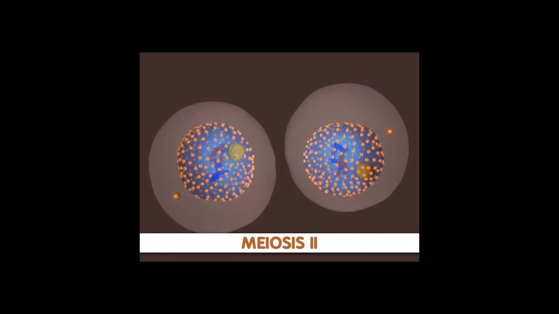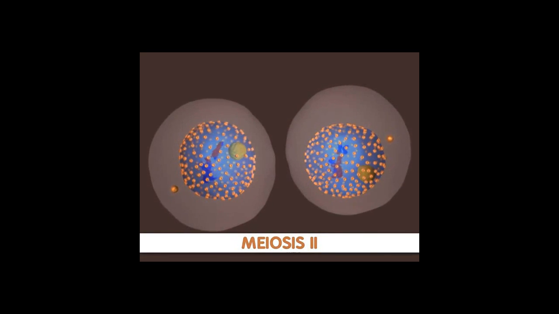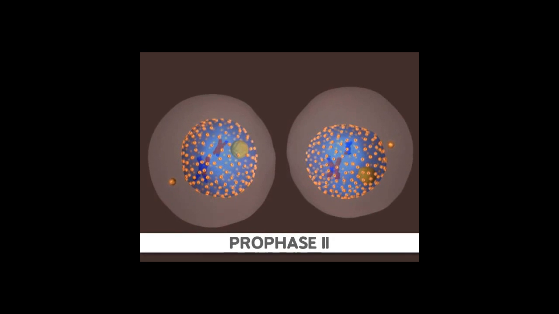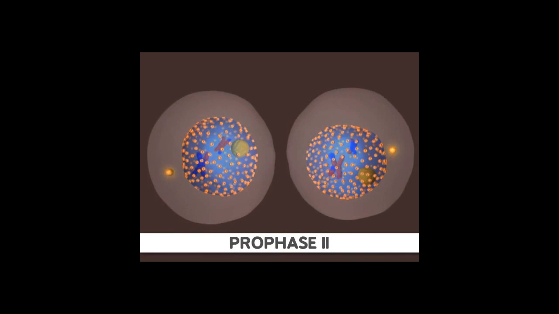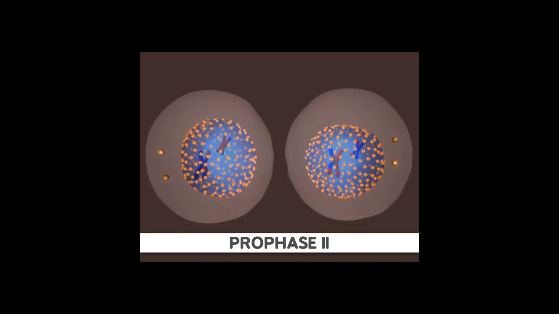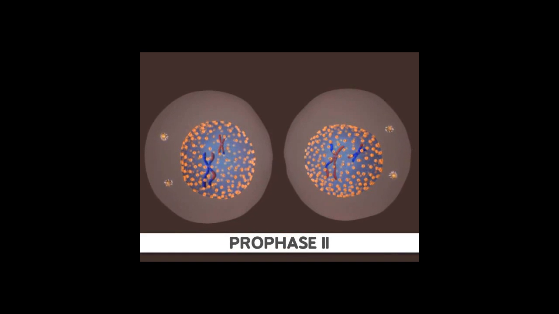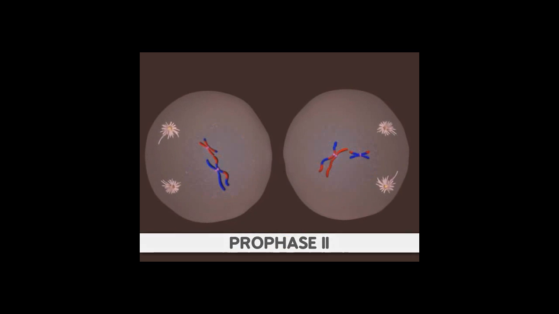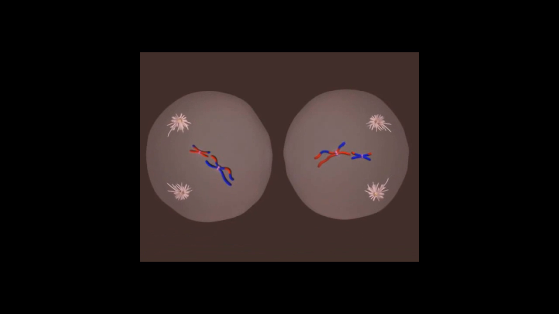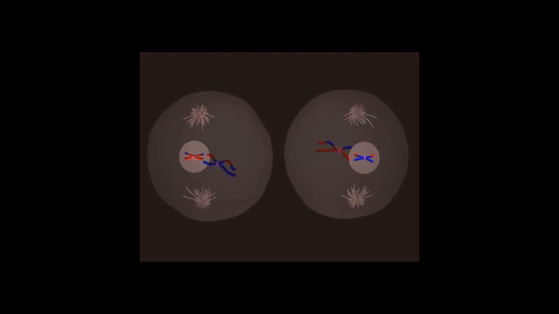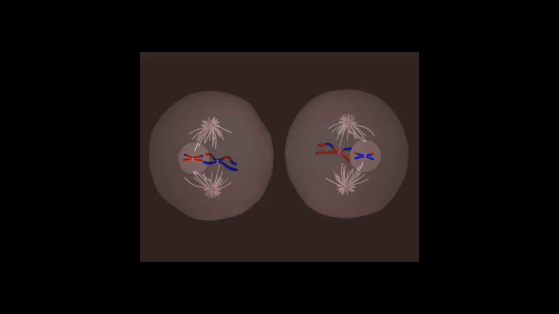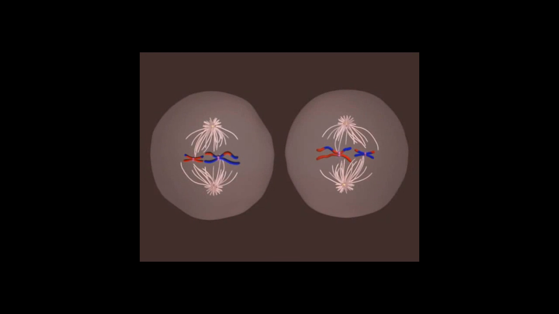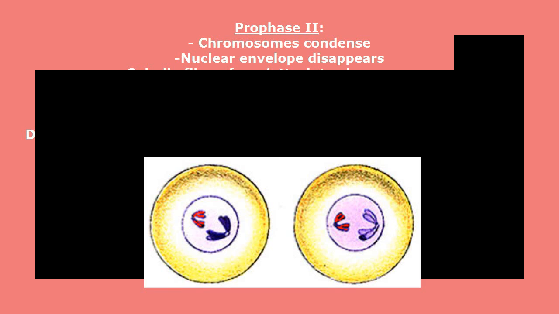Meiosis II is similar to mitosis. The first stage of Meiosis II is Prophase II. Again, chromosomes condense, the nuclear envelope breaks down, and the spindle apparatus forms. The major difference between Prophase II and Prophase I is the fact that the daughter cells have only one copy of each homologous chromosome. So in Prophase II, there is no synapsis of homologous chromosomes or crossing over.